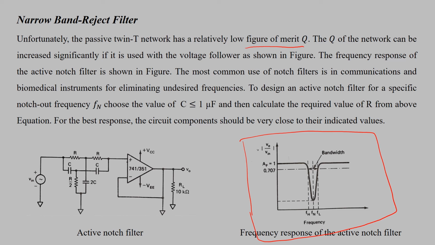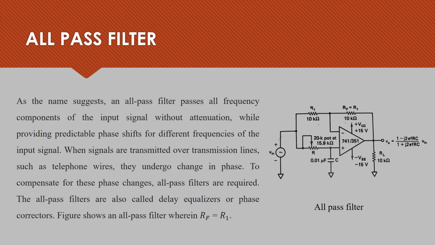To design an active notch filter for a specific notch frequency Fn, we have to choose a capacitance less than 1 microfarad and then calculate the value of R from the equation 1 over 2 pi RC. For the best performance of the circuit, components should be very close to their indicated values. An all pass filter passes all frequency components of the input signal without attenuation, while providing a predictable phase shift for different frequencies of the input signal.